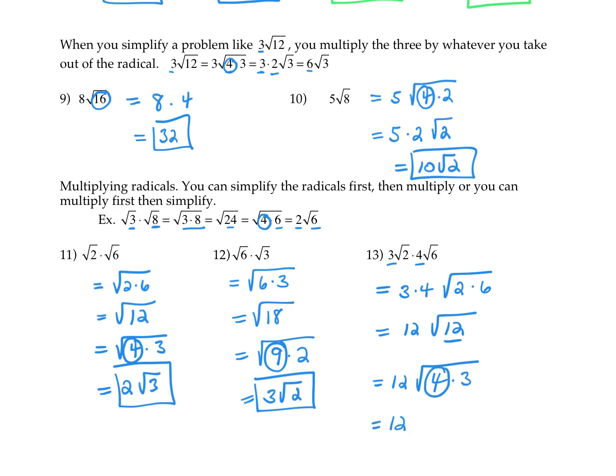So we have this 12. Take the square root of 4 to get 2. We're left with that 3 inside the radical. That 3 stays there. Final answer, take 12 times 2 to get 24 square root of 3.